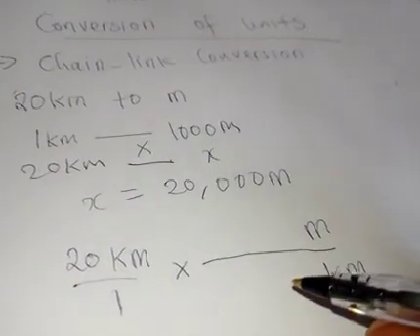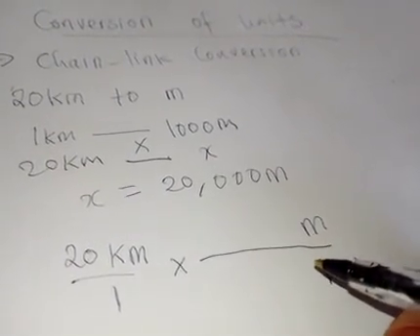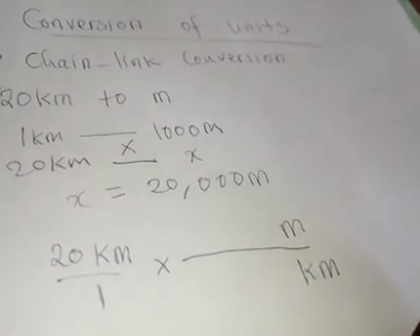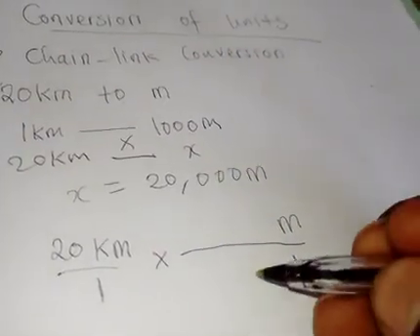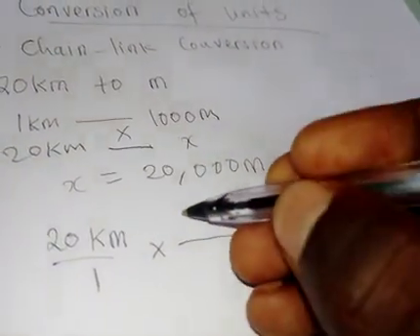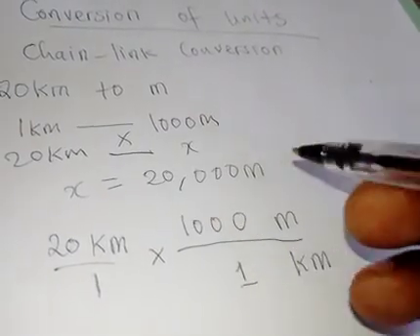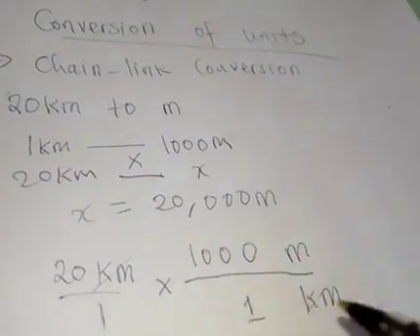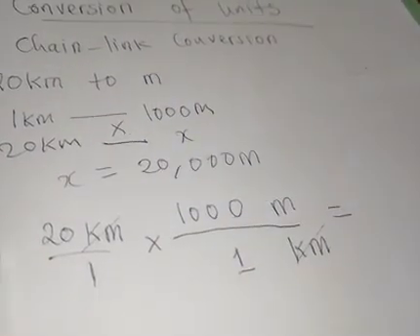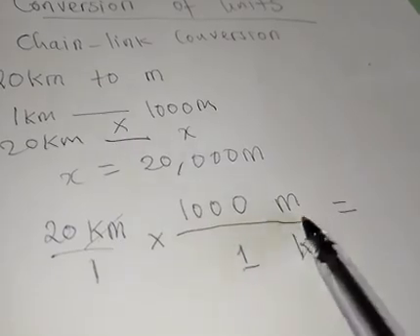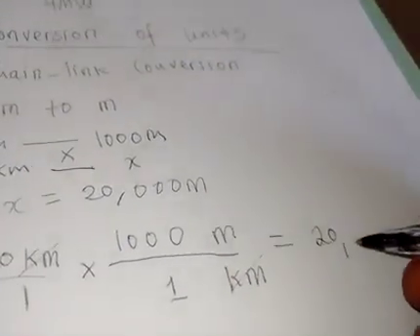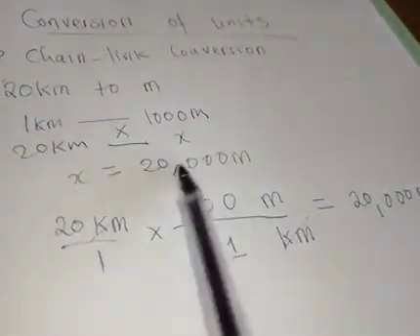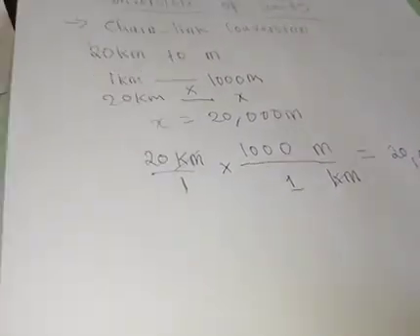So in this case you check how many meters make a kilometer. So if we have 1 kilometer, we should have 1,000 meters. At this point, just cancel these units. Then you multiply whatever remains. So you multiply 20 by 1,000 meters to give you 20,000 meters like that. So this is the one we are calling the chain link conversion.